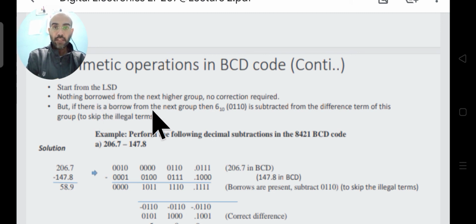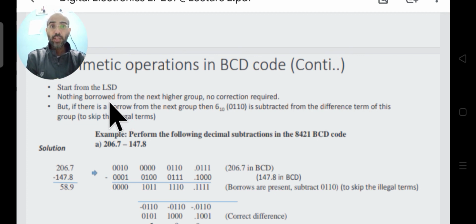Then if nothing is borrowed, there can be only two possibilities: you may have to borrow, or you may not need to borrow. If the number which needs to be subtracted is smaller than the number from which it has to be subtracted, then no borrow is required. But if the number you want to subtract is greater than the number from which it has to be subtracted, then you will require a borrow. So there are only two possibilities.